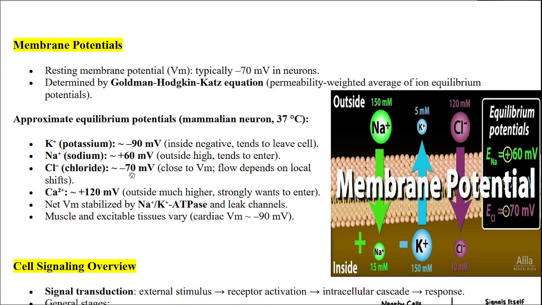At rest, the membrane isn't equally permeable to all ions. It's much more permeable to potassium, K+, than to sodium, Na+, mainly because of K+ leak channels that are always open.